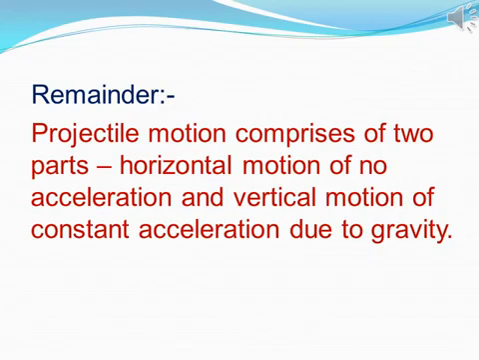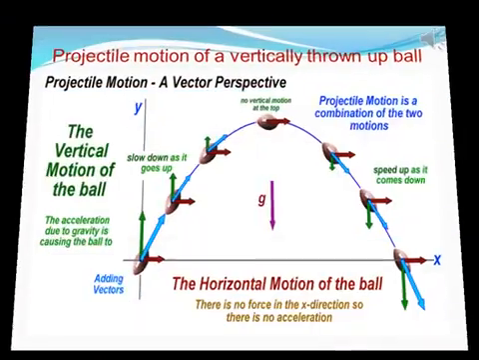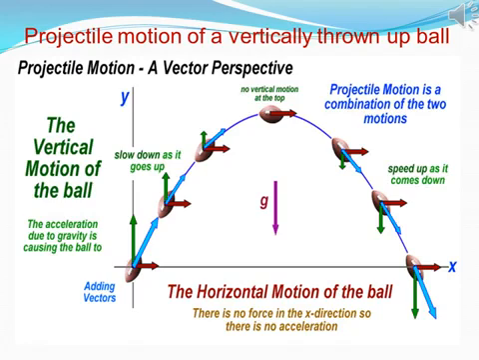Remember, projectile motion comprises two parts. One is horizontal motion of no acceleration and the second one is vertical motion of constant acceleration due to gravity. Look into the given slide. It shows the projectile motion of a vertically thrown up ball. The path traced by the ball, or the trajectory, is a parabolic path.